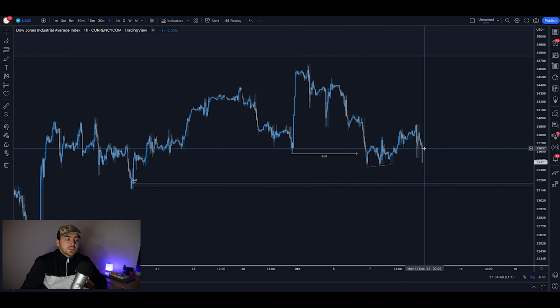Now this pull down is interesting to me because there is a lot of weakness behind this. You can see that the market is actually pushing with quite a lot of weakness against these lows.